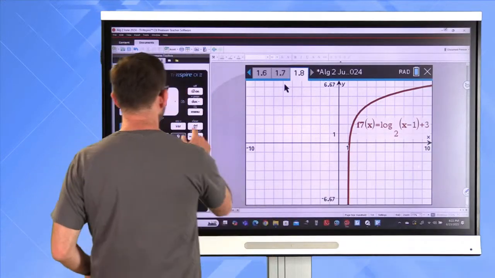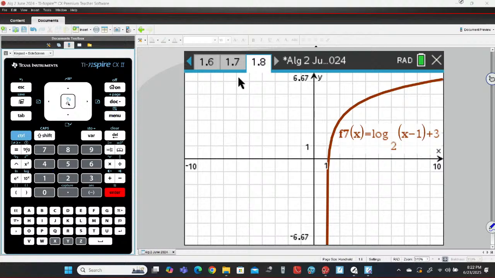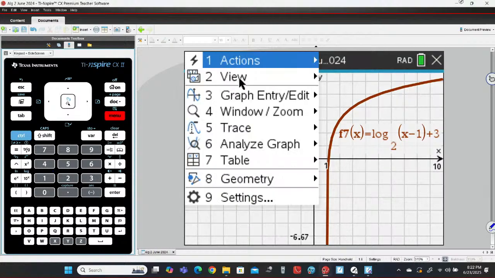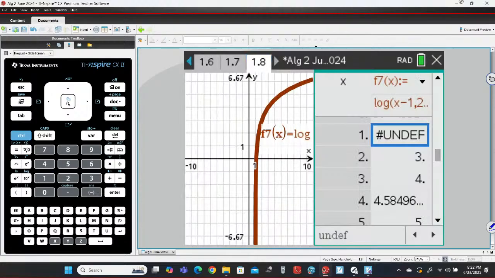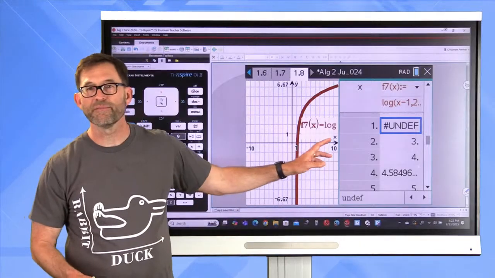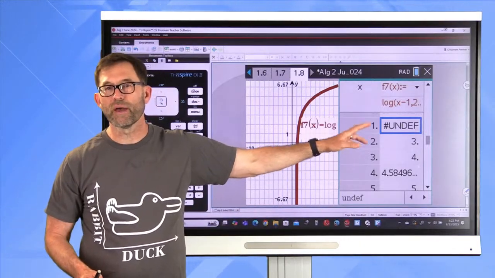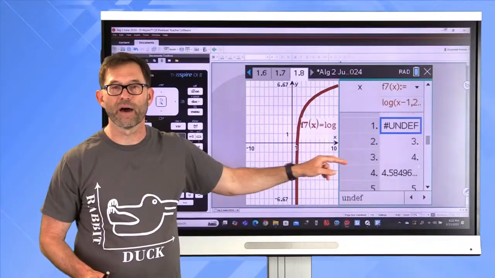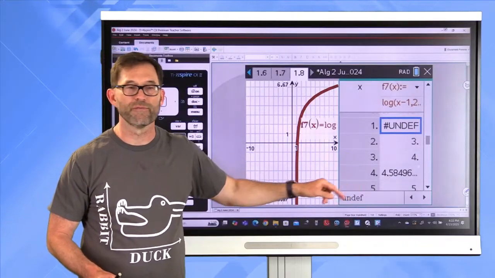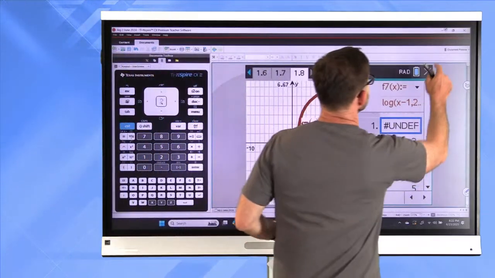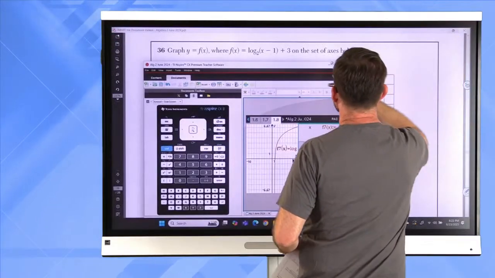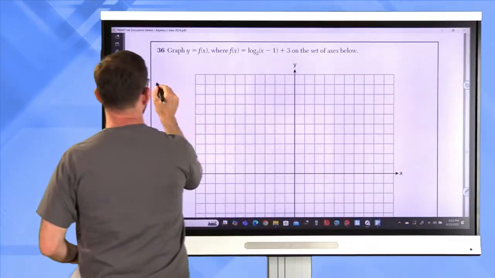So I'm going to go into menu. I'm going to go into table, split screen table. Notice at x equals 1, it's undefined. But then at 2, we have a value of 3. At 3, we have a value of 4. At 5, we have a value of 5, etc. Let me just write those values down. I'm going to minimize this.